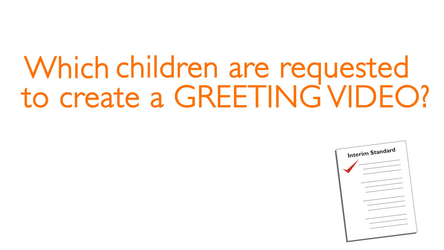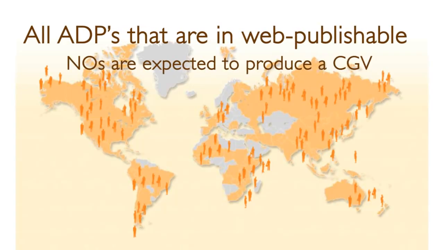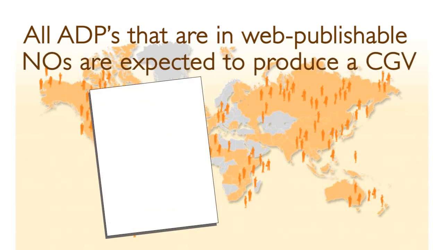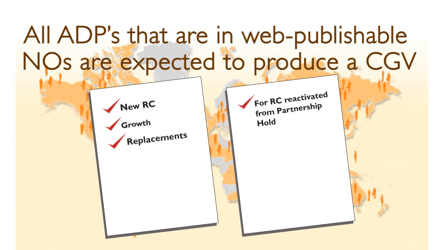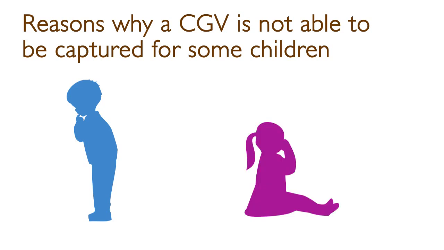Which children are requested to create a greeting video? All ADPs that are in web publishable NOs are expected to produce a CGV for new RC, growth and replacement. For RC that are reactivated from partnership hold, only those that require an updated photo or those with CSM 304 and CSM 305 are expected to produce CGVs as soon as Single Step supports this feature in the system by Q2 FY15. There are reasons why a CGV is not able to be captured for some children, including some being too shy or simply don't want to.